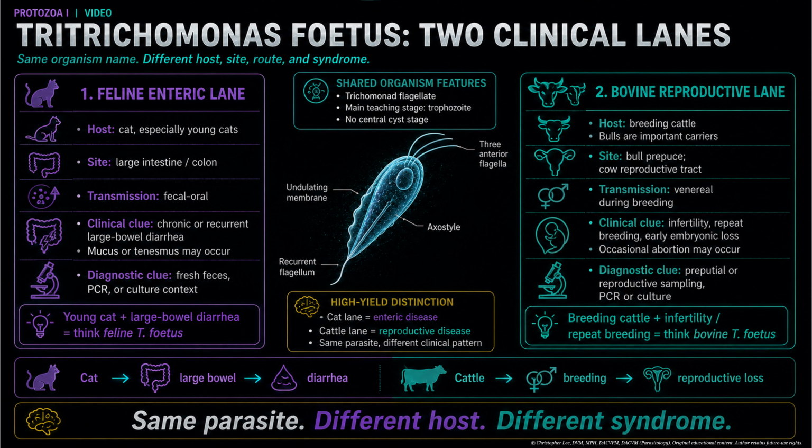In the bovine setting, Tritrichomonas fetus is a venereally transmitted reproductive pathogen. Bulls may carry the organism in the preputial cavity without obvious signs of clinical disease and transmit it during breeding. In cows, the important clues include reduced conception, early embryonic loss, and occasionally abortion. Diagnosis therefore requires reproductive or preputial sampling rather than a feline fecal sample.